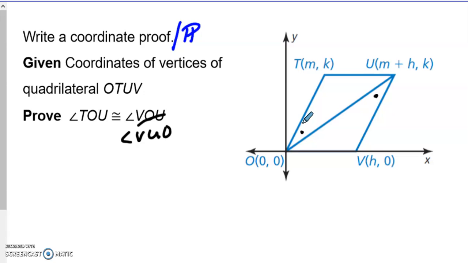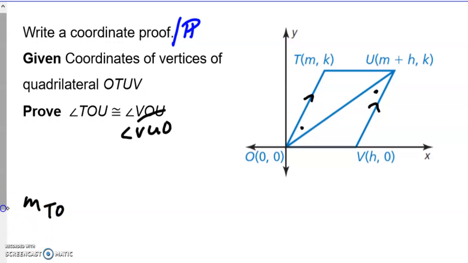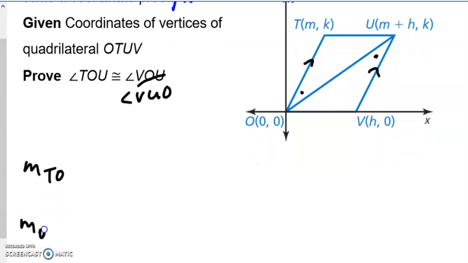Okay. So hopefully when I mark those on there, you said, you know what, I'm wondering if I can get something parallel, okay? Because those look like they would probably be alternate interior angles, and which segments or lines should be parallel in order for that to be true. And we hopefully can get TO to be parallel to UV. So let's take a look. How do we prove parallel lines? Well, proving parallel lines, you need to find slopes. So the slope of TO versus the slope of UV.